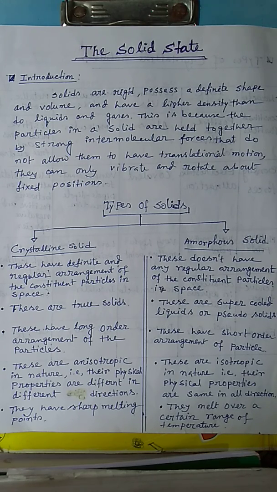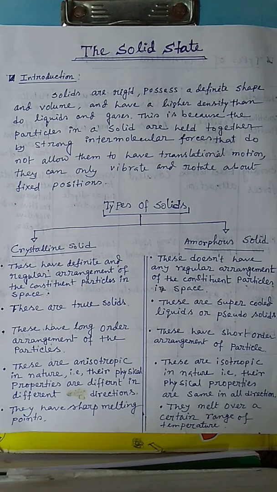Solids are rigid substances having a definite shape and volume. They have higher density compared to liquids. This is because in solids the constituent particles are held together by strong intermolecular force of attraction. That's why they do not have translational motion. They can only vibrate and rotate about a fixed position.